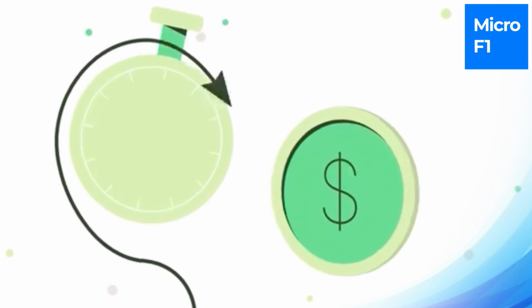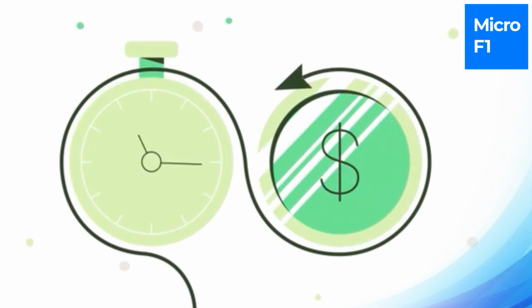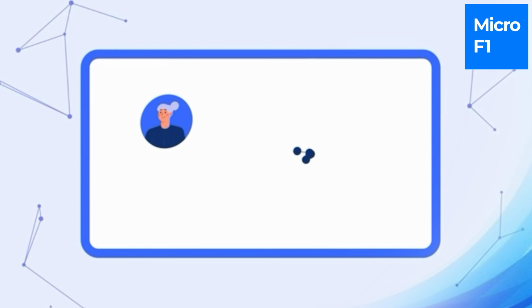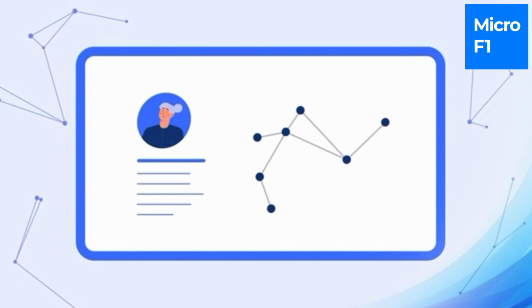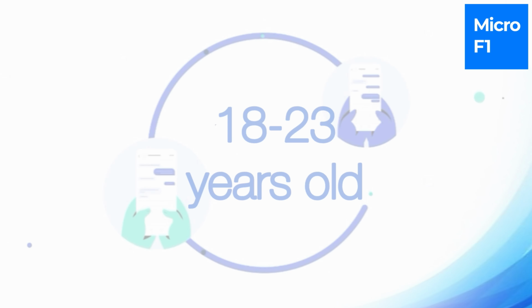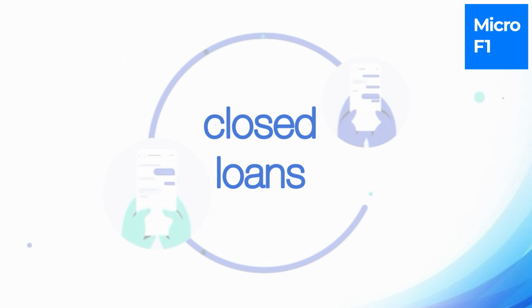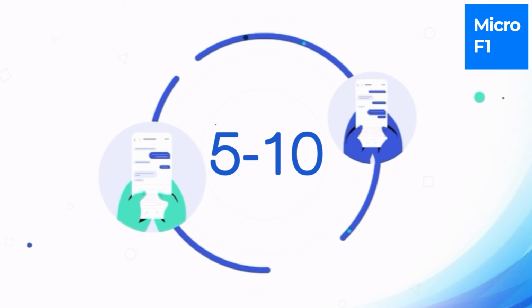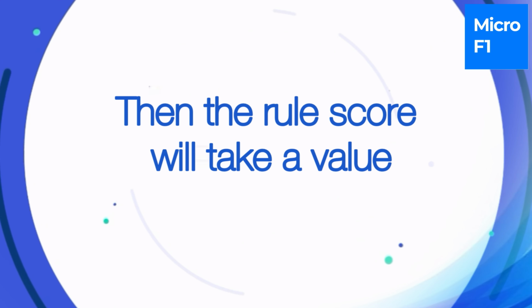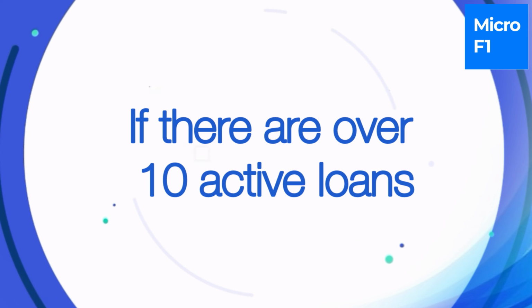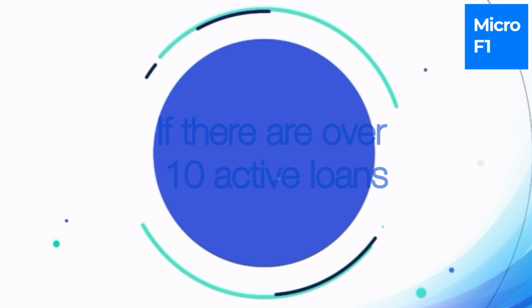It all depends on the parameterization. For example, the rule responds to a certain variable and will be activated if the borrower's age is between 18 and 23 years old, and the number of closed loans of this borrower is equal to a number that is between 5 and 10. Then the rule score will take a value, yes. But if the number of outstanding loans is more than 10, then the answer will be no.